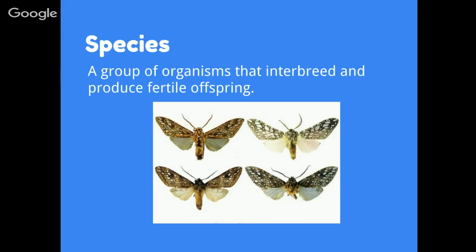So this is the definition of species that we'll be working with. Now, there are other alternate definitions of species depending on who you're talking to, what kind of biologist you're working with. But for our purposes, we're going to use this simple definition: a group of organisms that interbreed and produce fertile offspring will be called a species for us. So these are examples of different species of moths in front of us.